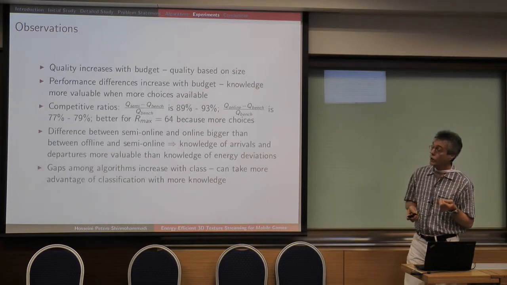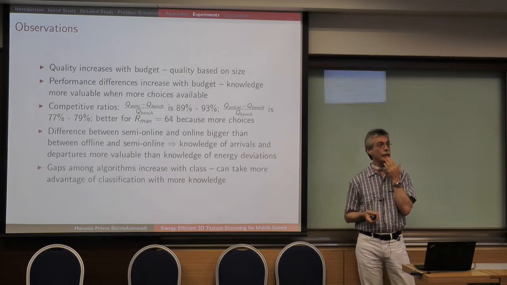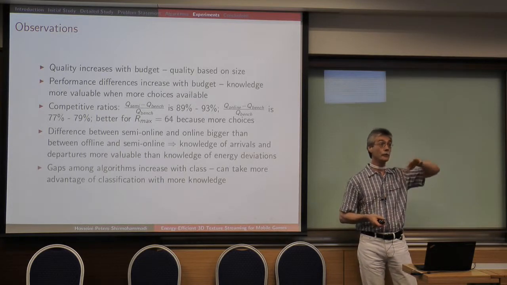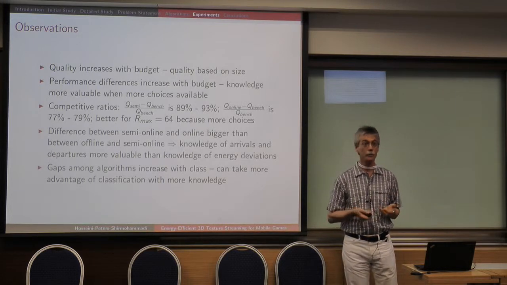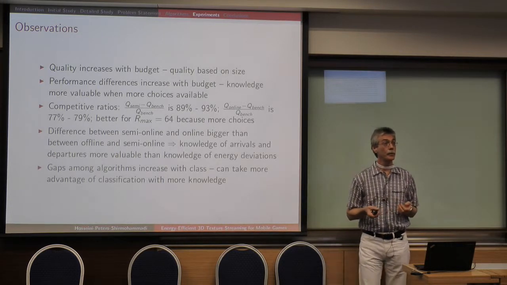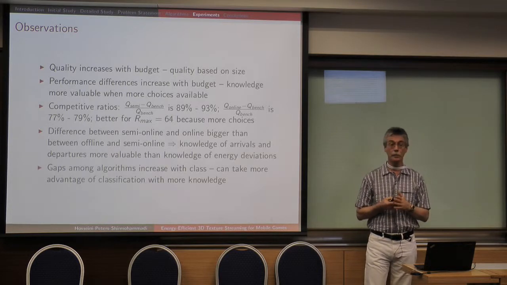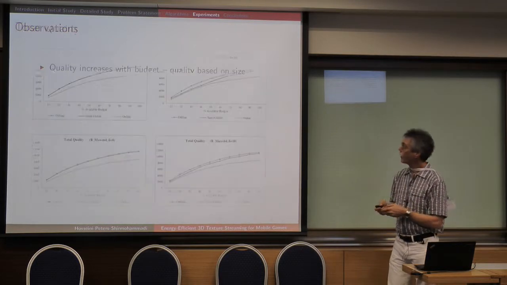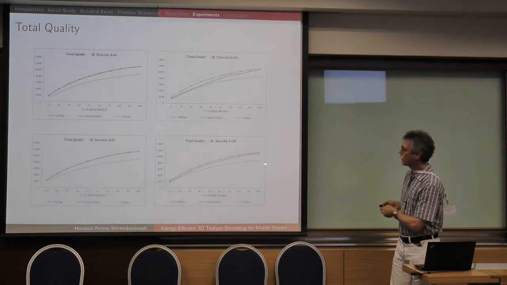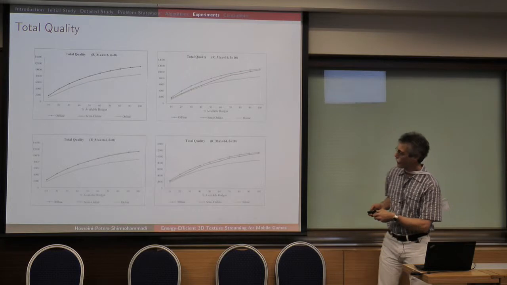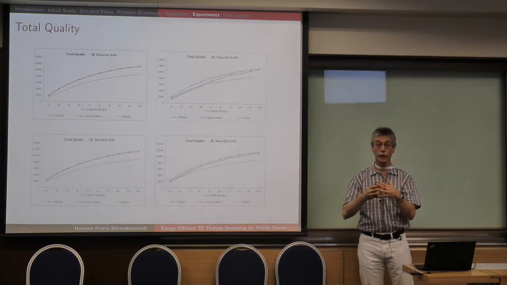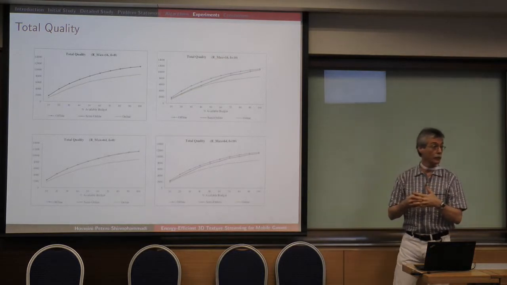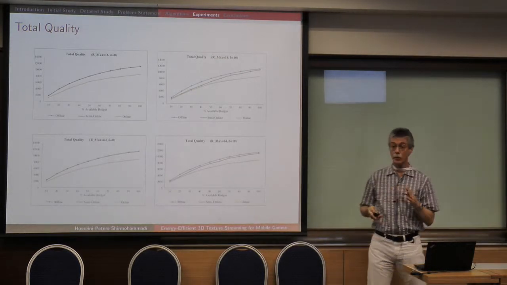So the things we observe from this is that the quality, of course, increases with the budget, because you have qualities based on size. You have more budget. The performance differences also increased with the budget. So what happened was the gaps between these algorithms increased as you get more budget, because the algorithms that have more knowledge to work with, the offline and the semi-online, can make better choices. So the more budget you have, the more that benefits you.